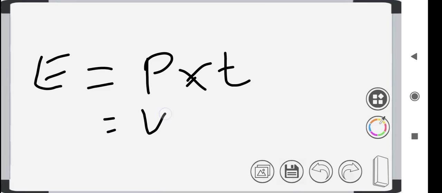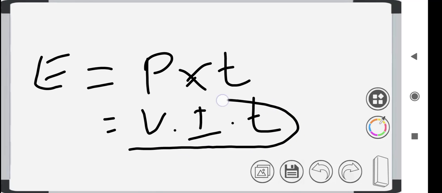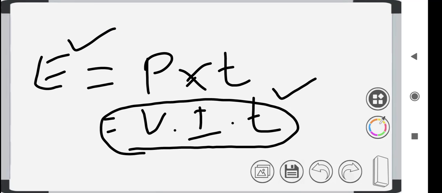Power means V into I, and we put the T as it is. Electrical energy equals voltage into current into time. This is the electrical energy, and this is a very important formula you have to remember. After completing one month, your electric bill will come. They say that you consumed a certain amount of electrical energy, and that's why you have to pay the bill.